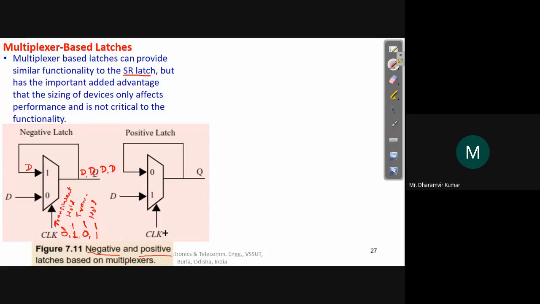So here, when clock is 1, then it will be the transparent mode. When clock is 0, this is hold mode. When clock is 1, again this is transparent, then hold. So it will be just complement in operation with respect to this negative latch. You can very well verify this.